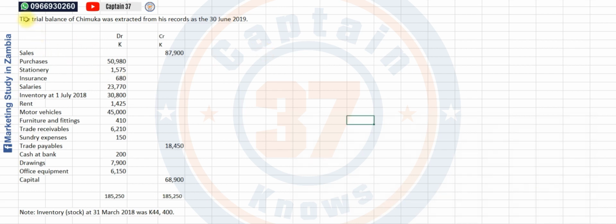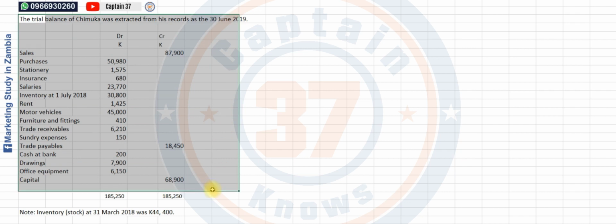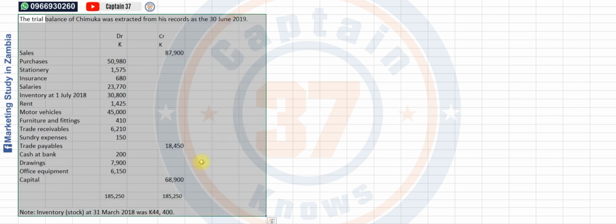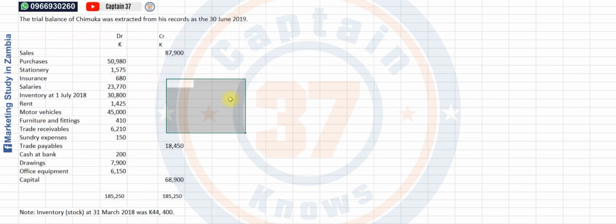We are given a trial balance, this one over here, and the question requires us to prepare an income statement. There are two questions. The first is to prepare an income statement, and the second is to prepare a statement of financial position, which is also known as the balance sheet. The name changed, now it's known as a statement of financial position. So that's what we're going to do.